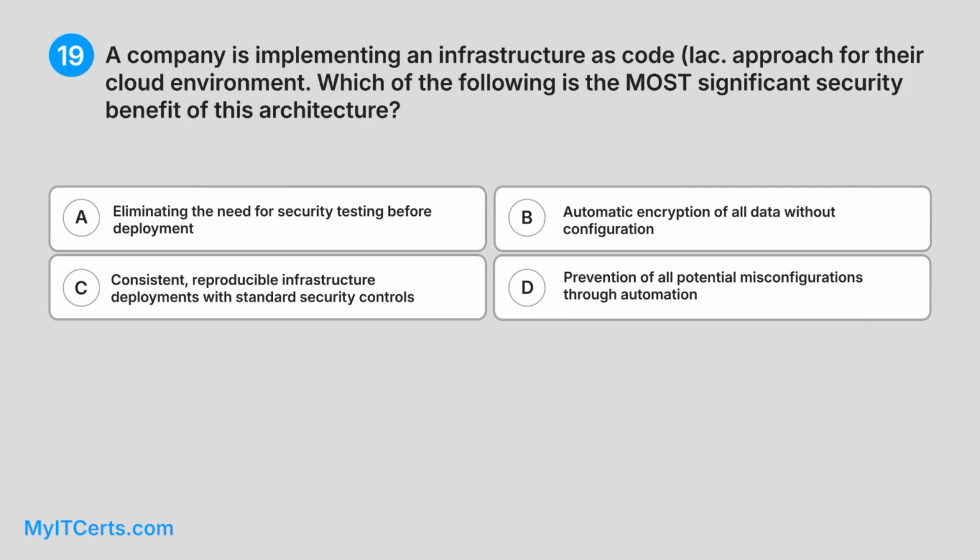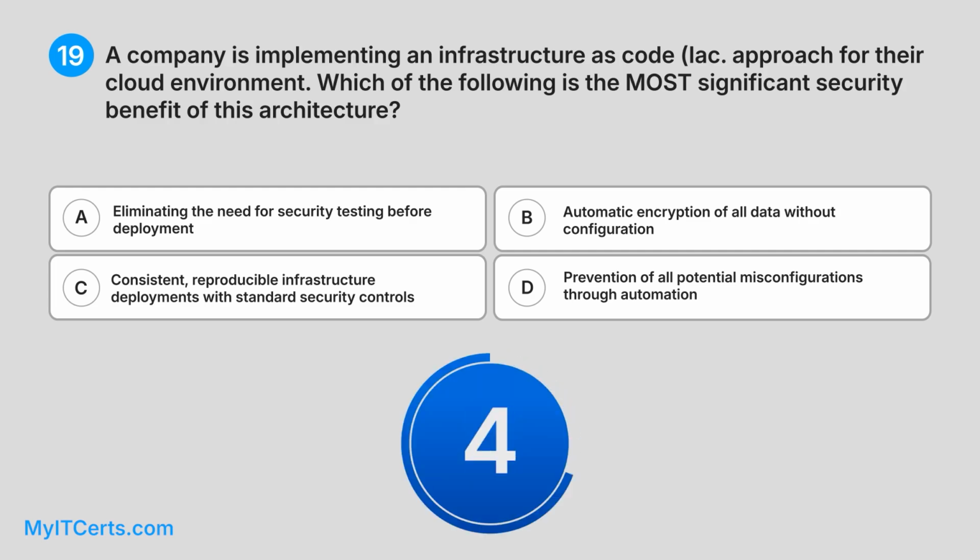19. A company is implementing an infrastructure as code (IAC) approach for their cloud environment. Which of the following is the most significant security benefit of this architecture? A. Eliminating the need for security testing before deployment. B. Automatic encryption of all data without configuration. C. Consistent, reproducible infrastructure deployments with standard security controls. D. Prevention of all potential misconfigurations through automation. Can you guess the answer?